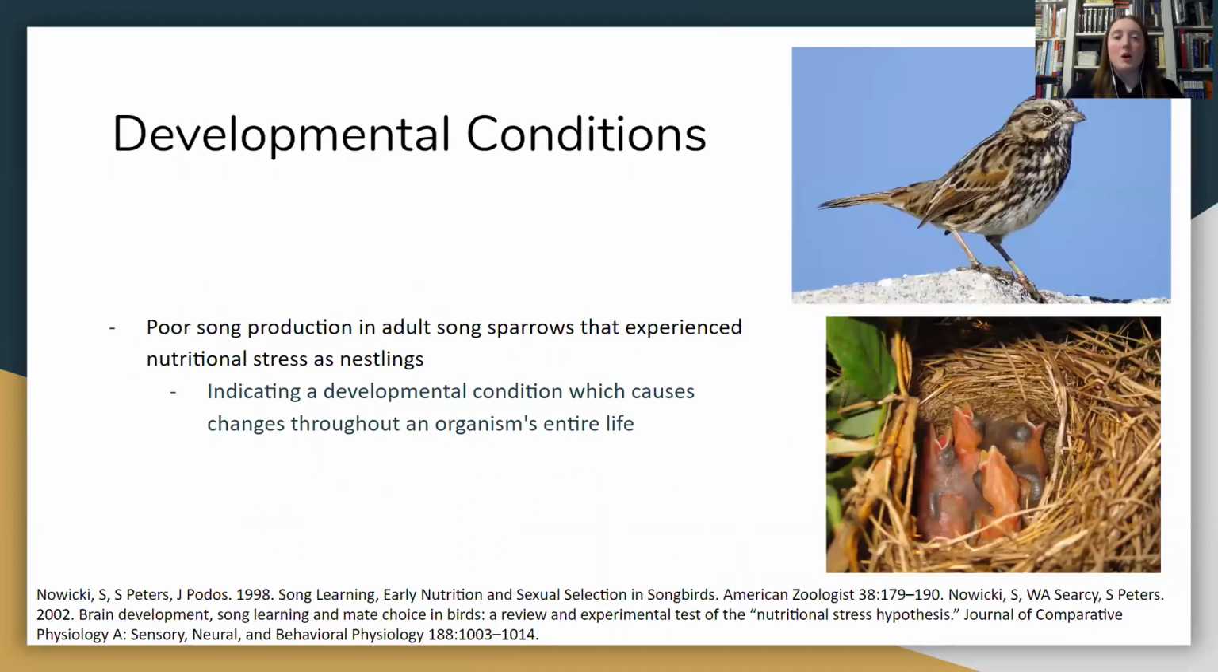Another example is poor song production in adult song sparrows that experienced nutritional stress as nestlings. So this is an example that shows a developmental condition which causes a change that then is carried throughout an organism's entire life. This is an effect which could potentially decrease an individual's quality over its entire life. In this case, the song production could limit its reproductive success, as song production in song sparrows is a factor driving mate choice. So both of these examples are showing the importance of developmental conditions, as they can greatly impact a wide variety of traits in the offspring.